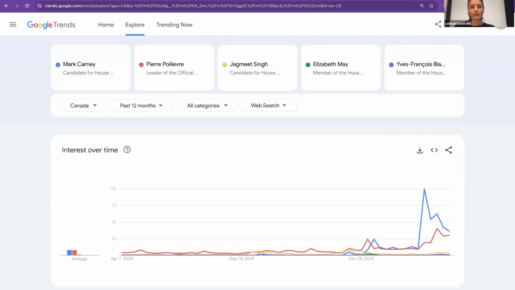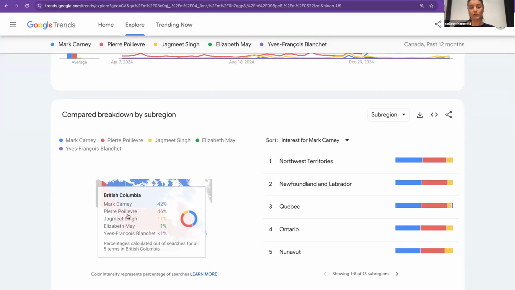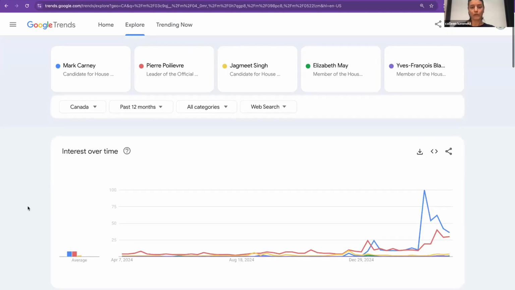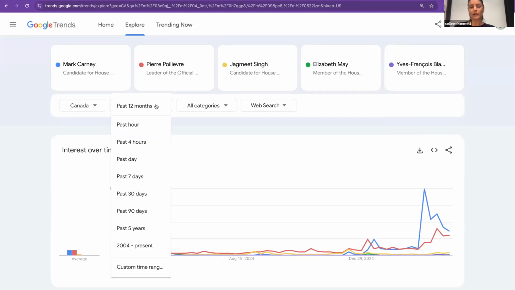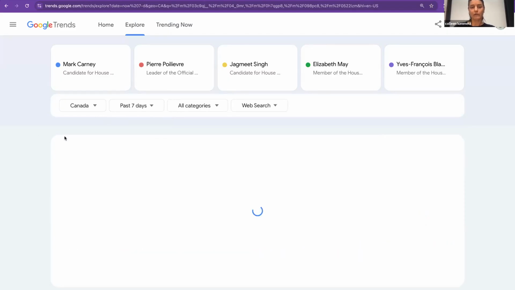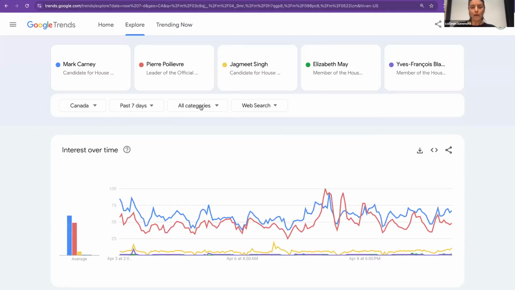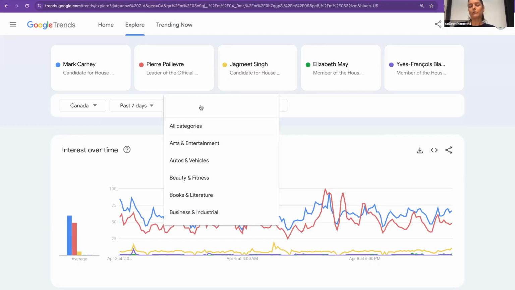So here our settings are set to Canada. I can navigate to a province in this toolbar, but I can also do it down in the map by clicking on a province on the map. Past 12 months, I want to look at a narrower time range, so I'm going to look at the past 7 days.